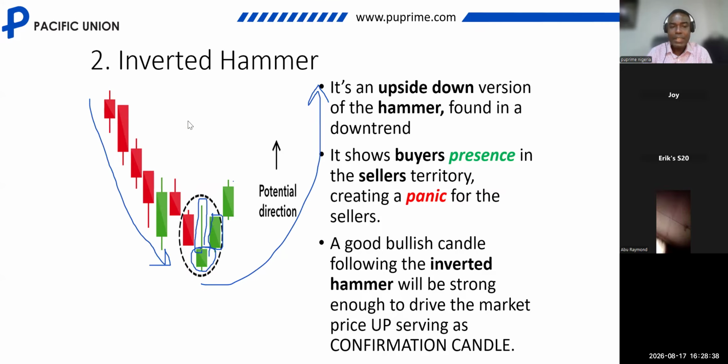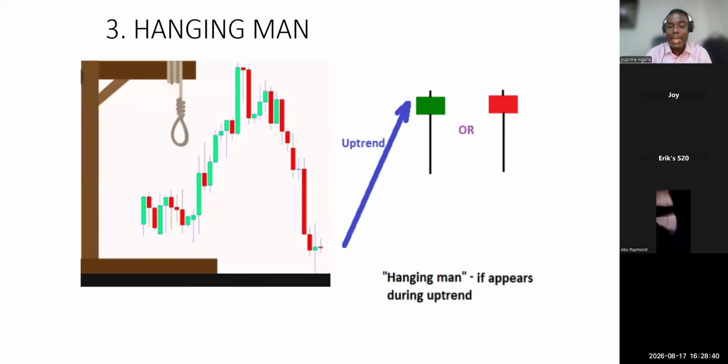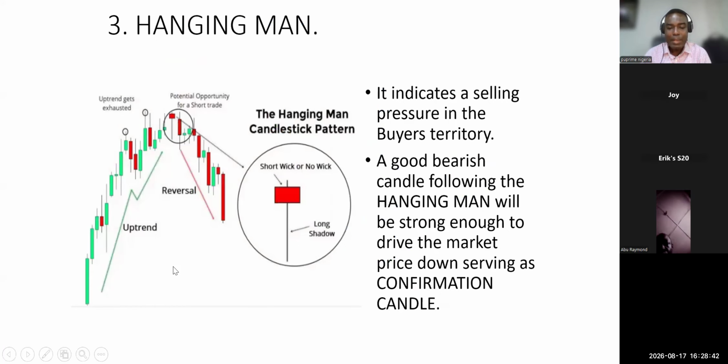And after the inverted hammer, we have what is called the hanging man. The hanging man is similar to the shooting star, formed at the top of an uptrend, with a small body and a long lower shadow. It also needs a confirmation candle, and you see price trending downwards.